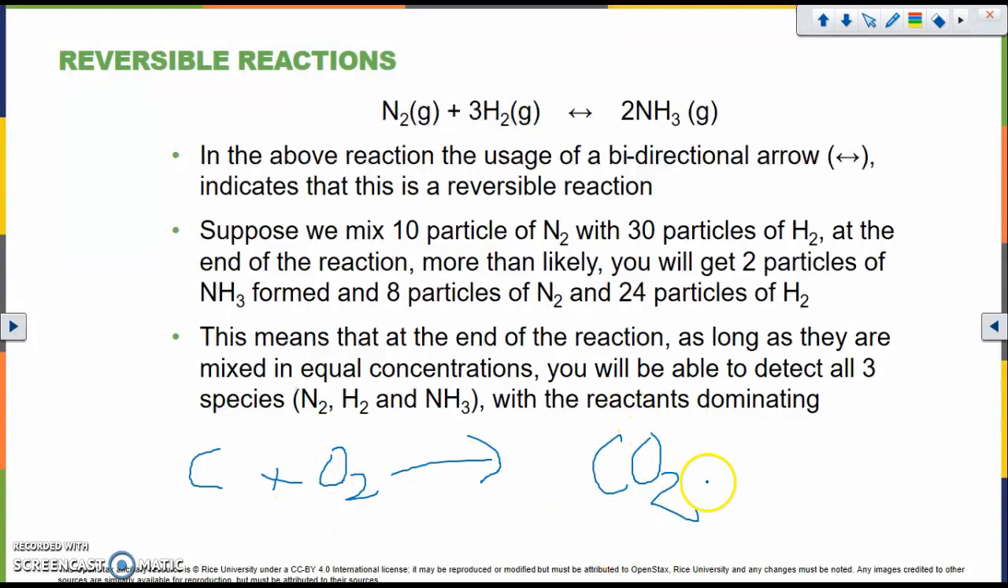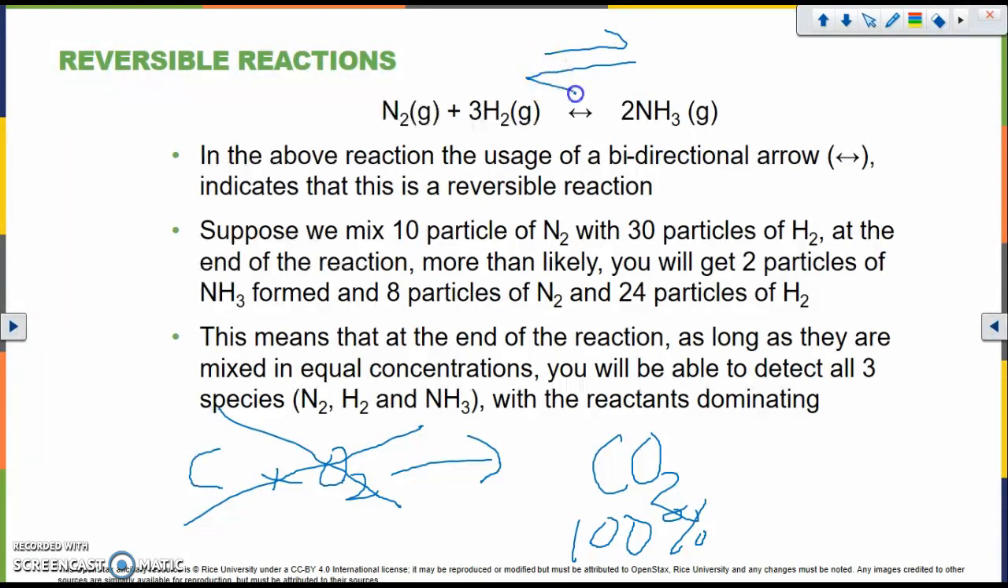So at the end, you're going to have none of this left, hypothetically speaking. Obviously, this is actually not quite true. And we're going to have 100% of this at the end. Now, reversible reactions, as opposed to irreversible reactions, are shown by a bidirectional arrow. That means it can go either way, and sometimes it's shown as a double hook. That is the same as this.